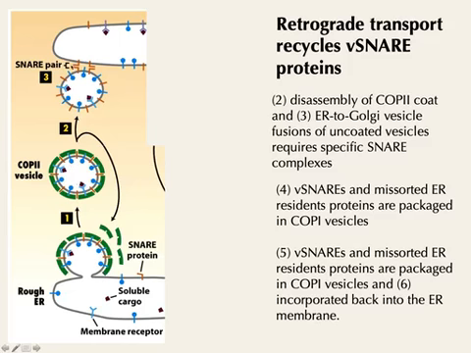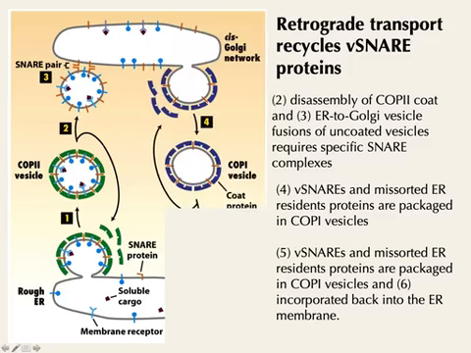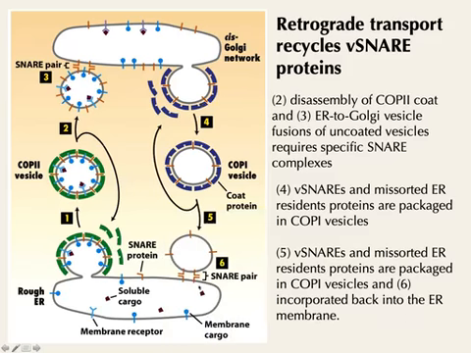So it works mostly here, and then the C snare complex gets deassembled, and the V snare, specifically the V snare. You don't want to package the T snare in the COPI vesicle, okay? Just the V snare, and some other resident proteins, so they are packaged in this COPI vesicle and back to the ER. Now you have another kind of snare complex.